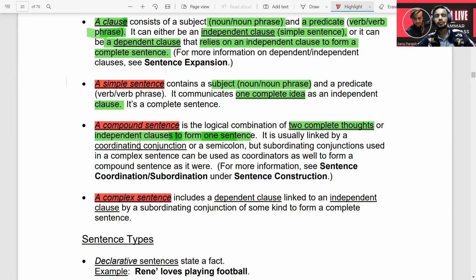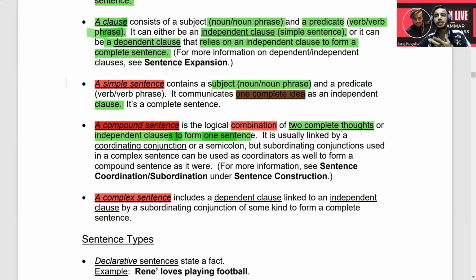Now let's see. A simple sentence is a sentence which has one complete idea. Okay, one complete idea is known as a simple sentence. Now, what is a compound sentence? It is a logical combination of two complete thoughts, or two independent clauses or sentences, to form one single sentence. How is it used? It is usually linked by a coordinating conjunction.